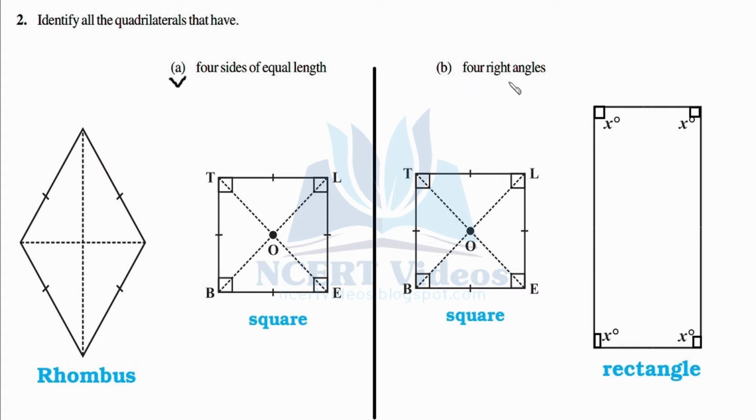B part, 4 right angles. We have 2 figures that follow this condition, that is, square and rectangle. In a square we have 4 internal angles equal to 90 degrees. That is, all 4 angles are right angles, whereas in the case of a rectangle, the same property holds true. That is, the measure of each angle within this rectangle is equal to 90 degrees. So this was a very simple question, and question number 2nd has been solved.